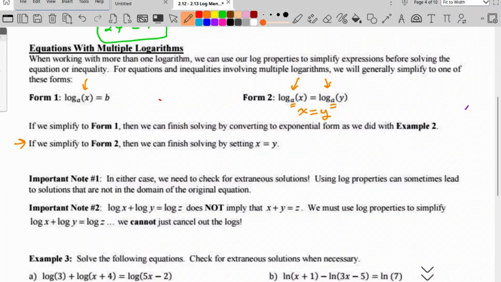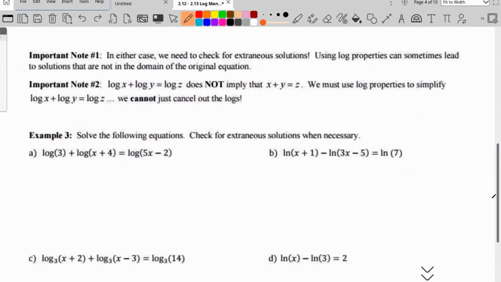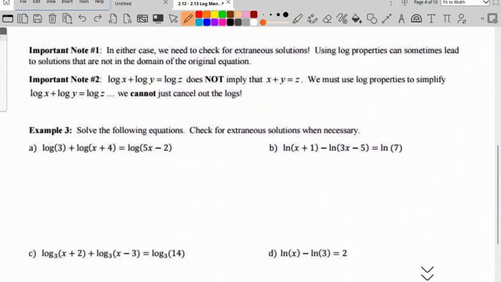So that's what we're going to do if it's form 2. If it's form 1, we're just going to rewrite it in exponential form like we just did on the other ones, okay? So those are our two basic strategies. All right, now a couple of important notes, and these are important. In either case, we need to check for extraneous solutions. Logs have restrictions.